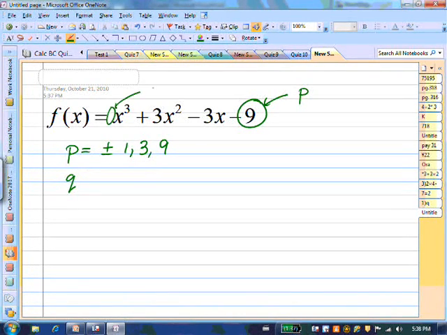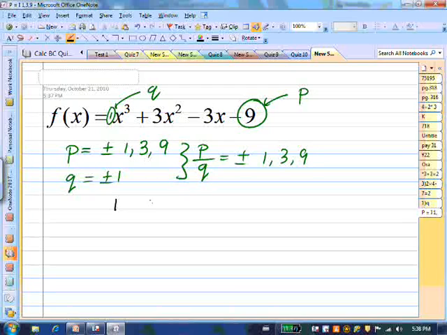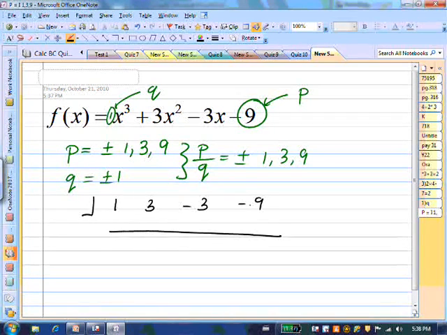The lead coefficient is Q, so in this case it's 1, which is great because it's just plus or minus 1. Well, that makes life a lot easier because P over Q is just 1, 3, and 9 all over 1, but I don't need to write that. So let's go ahead and set up this synthetic division, 1, 3, negative 9, and decide what goes in the box. Again, it's from these 6 choices, so you can just go ahead and guess one.